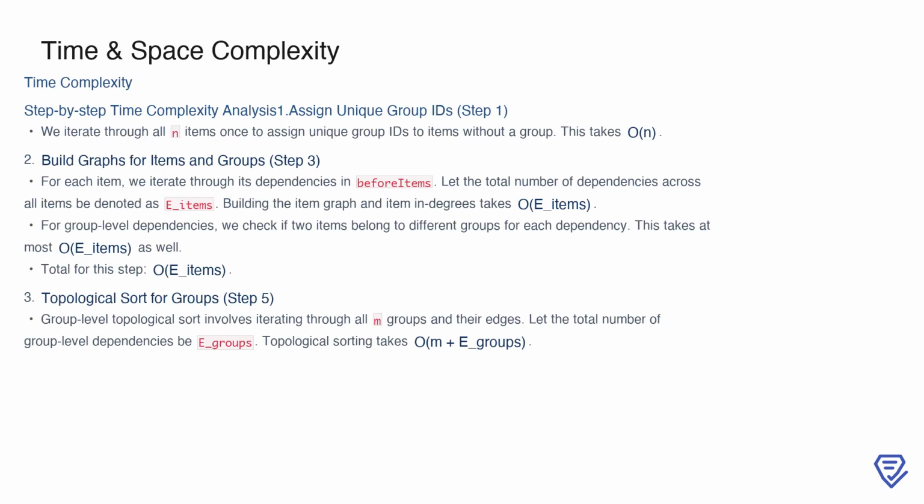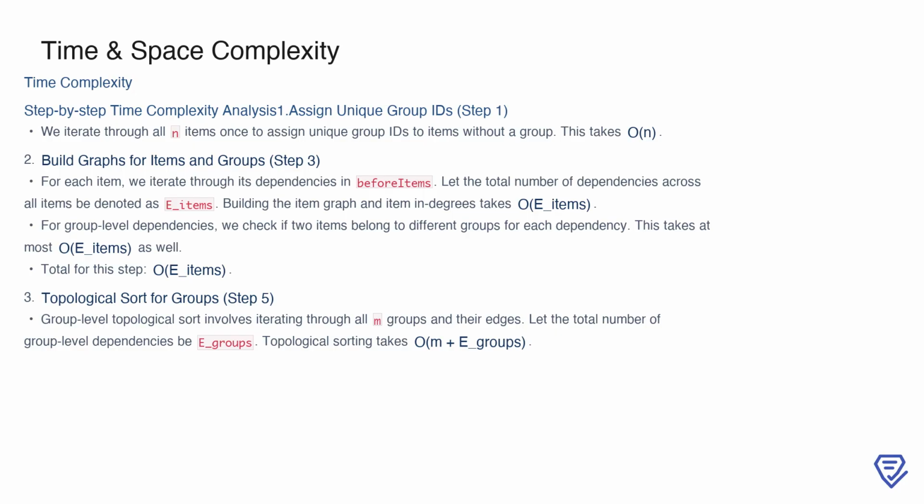To analyze the time complexity, we start by looking at the individual steps involved in the solution. First, when assigning unique group IDs to items without a group, we iterate through all n items exactly once. This operation is straightforward and takes n time.